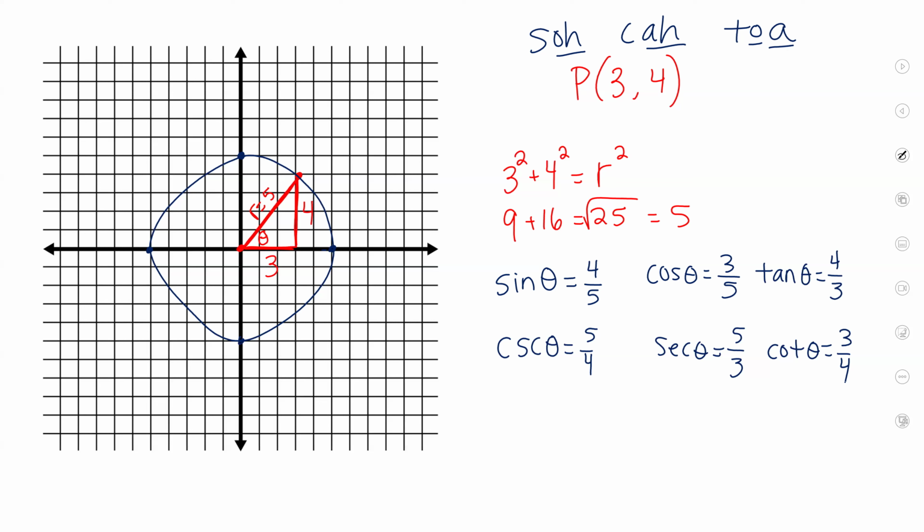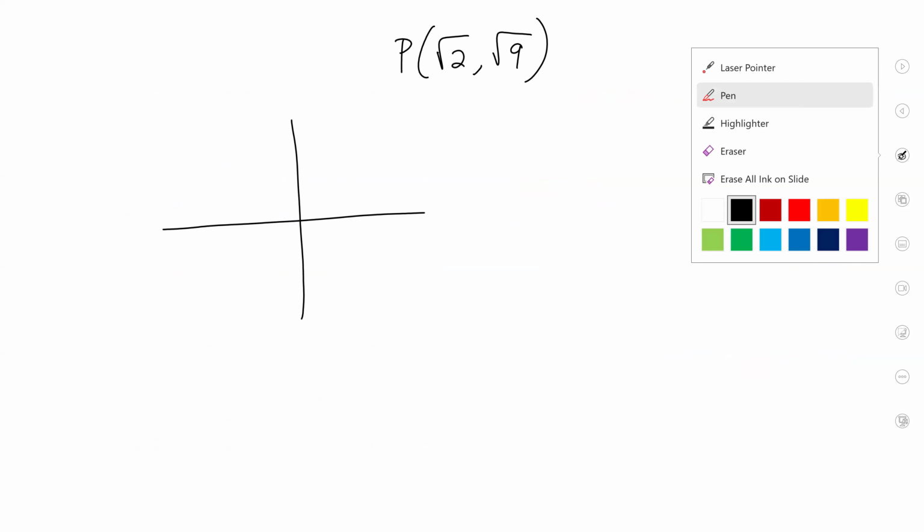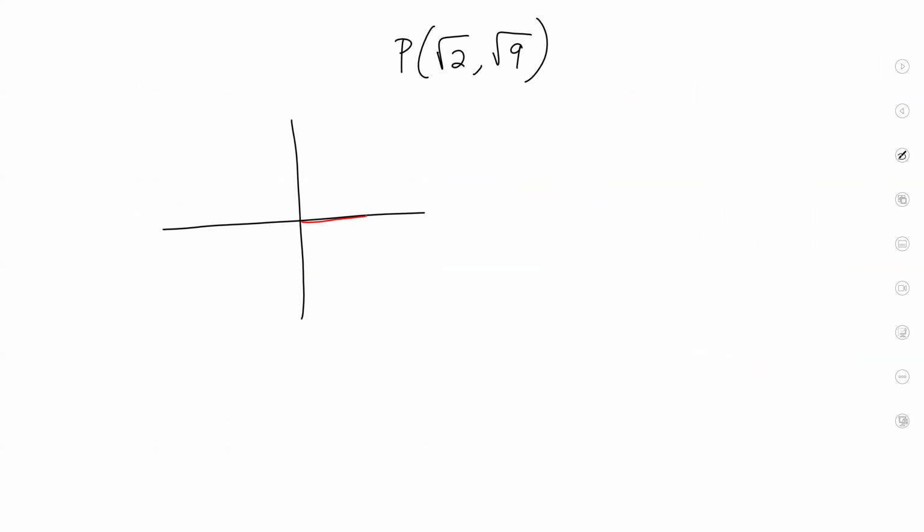Let's try another example. All right. Let's say my point is square root of 2 and square root of 9. That is my point. So if I were to draw this, here's my x-axis and y-axis. I'm going to go square root of 2 this way and square root of 9 up. And I need to find what my radius is. So the square root of 2 squared plus the square root of 9 squared will give me the radius squared. Those cancel, leaving me with 2. The square root cancels out with the squared, leaving me with 9.